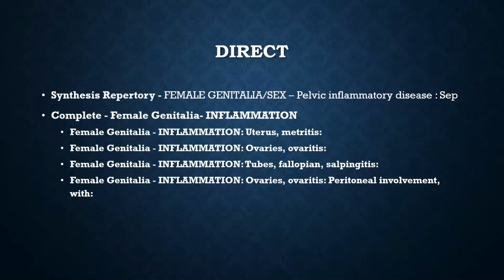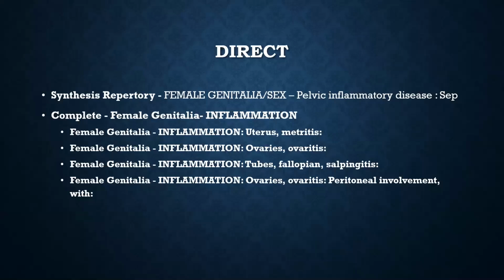Next one, direct rubric. I've said it is a little difficult, but not impossible, to find a direct rubric for pelvic inflammatory disease. So if you go to the Synthesis repertory, under the chapter female genitalia sex, there is pelvic inflammatory disease, and only one remedy is given, that is Sepia. So remember, Synthesis repertory, pelvic inflammatory disease. And then go to the Complete repertory.